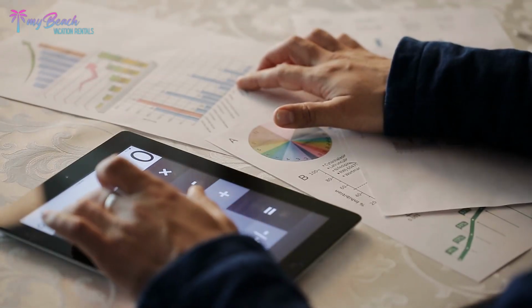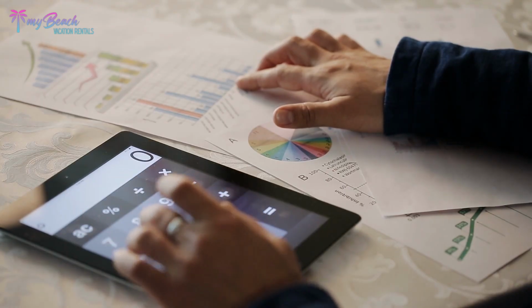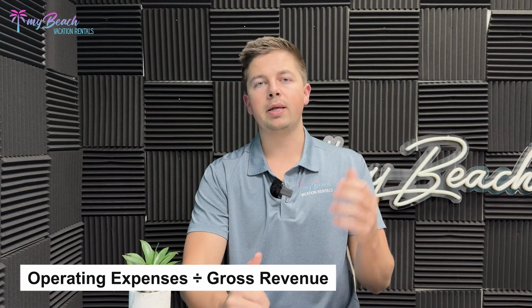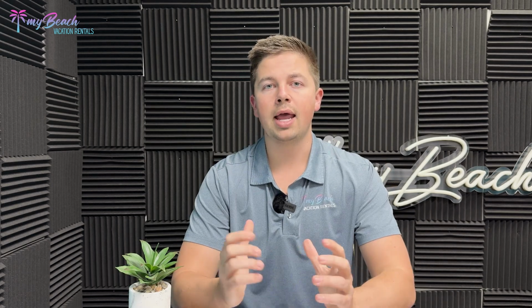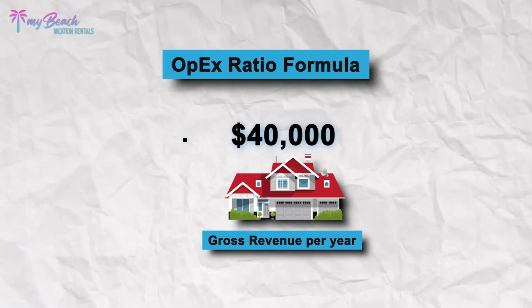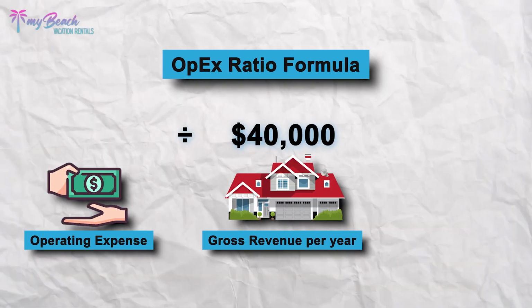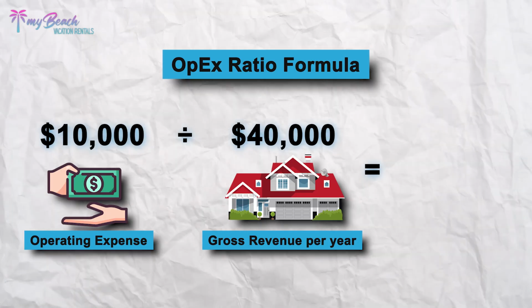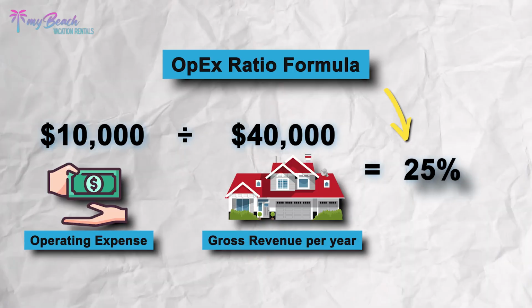This is going to show you how efficiently your property is operating. So here's the formula. It's another simple one. It's simply your operating expenses divided by your gross revenue. Now, let's take an example of a home that is producing about $40,000 per year. If your operating expenses are around, say, $10,000, divided by the 40,000 is about 0.25 or 25%.